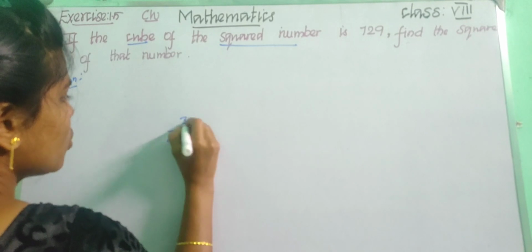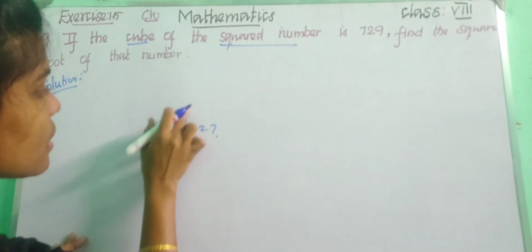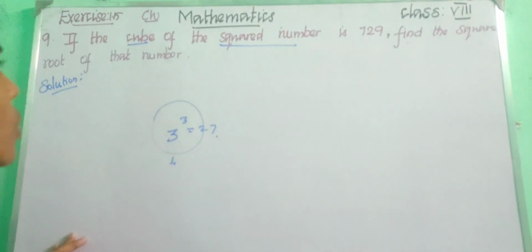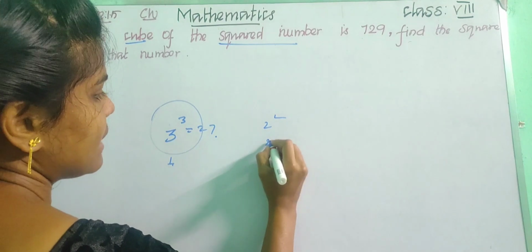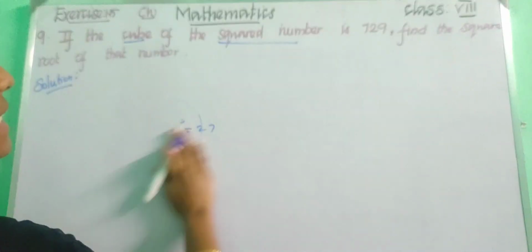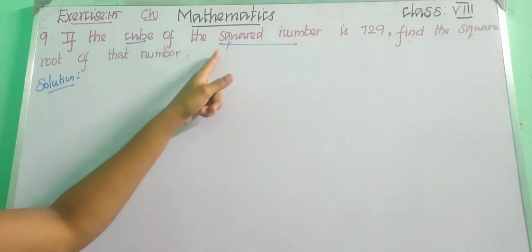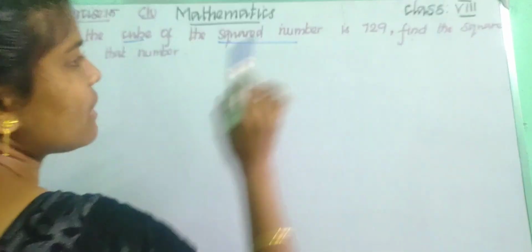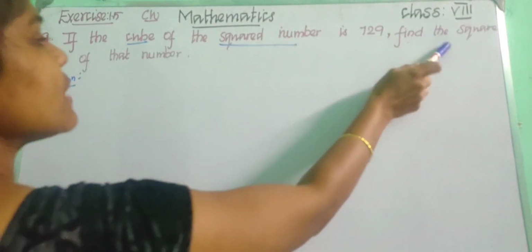That is 3 cube, which is 27, or else 4 cube. Likewise, we need to find the cube number. So the cube of the square number means 2 squared, likewise 3 squared. We are just talking about these cubes and squares. So the cube of the square number is 729. Find the square root of that number.